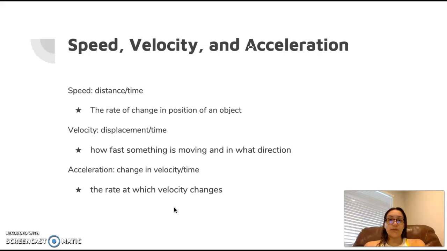So the main concepts I want to focus on are speed and acceleration. Speed is the rate of change in the position of an object, also distance over time, so like meters per second. Velocity is displacement over time, which is how fast something is moving and in what direction. Acceleration is a change in velocity over time, which ends up being the rate at which the velocity changes.